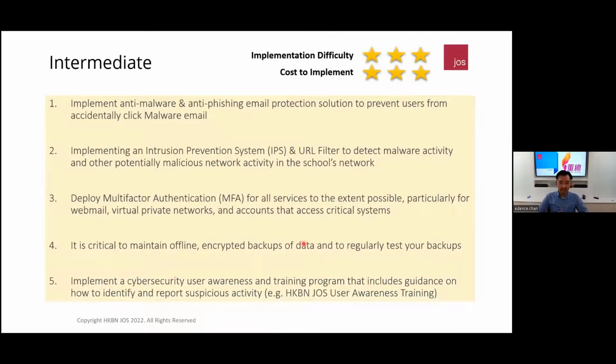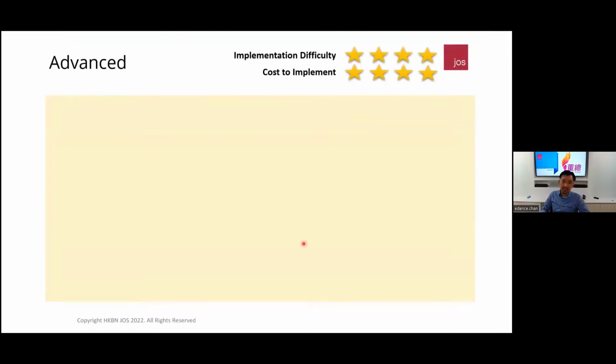And the fifth one, implement user cybersecurity awareness internally so that users are aware of all these changes and all these attack patterns that are coming to the market. As we know from the sharing by my colleague Simon just now, attackers already work as organized crime. They change their tactics quickly, so we should always stay updated about the new attack patterns in the market. Okay, let's move on to the last one, advanced. The difficulty to implement is 4-star, and the cost to implement is also slightly higher, which is 4-star also.